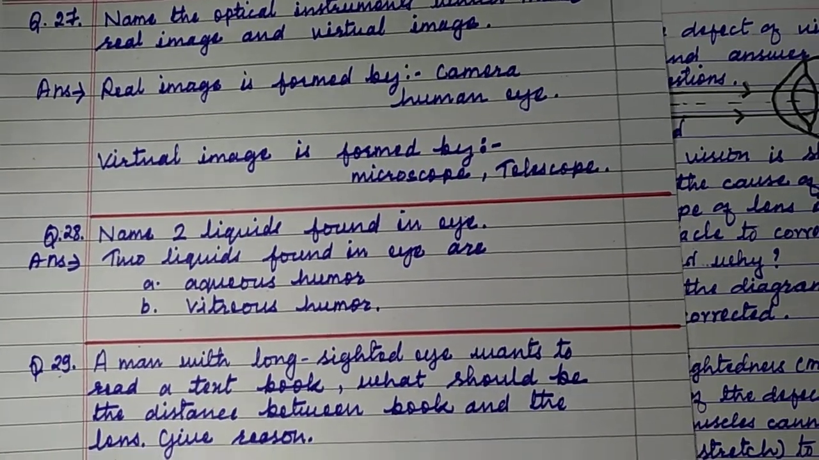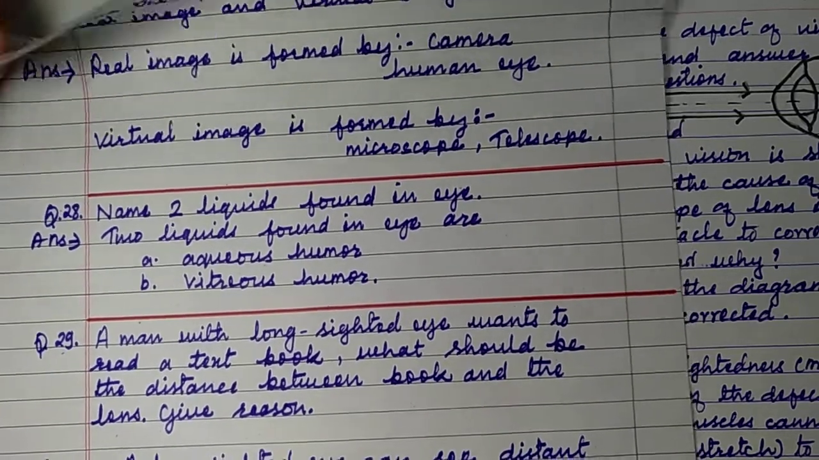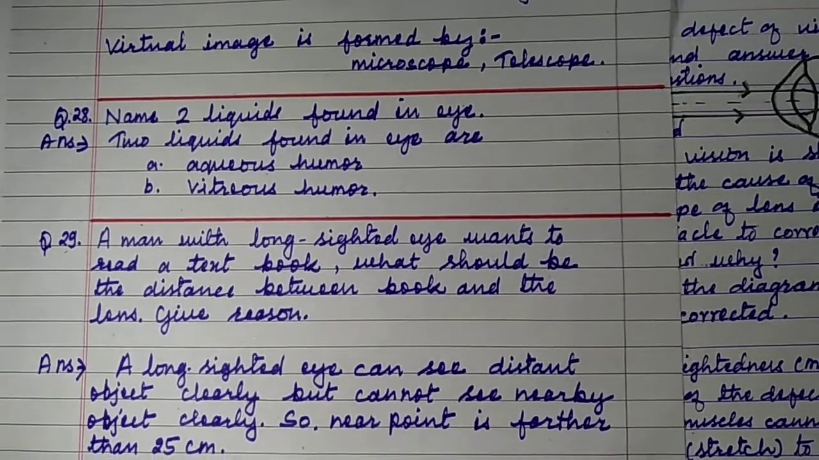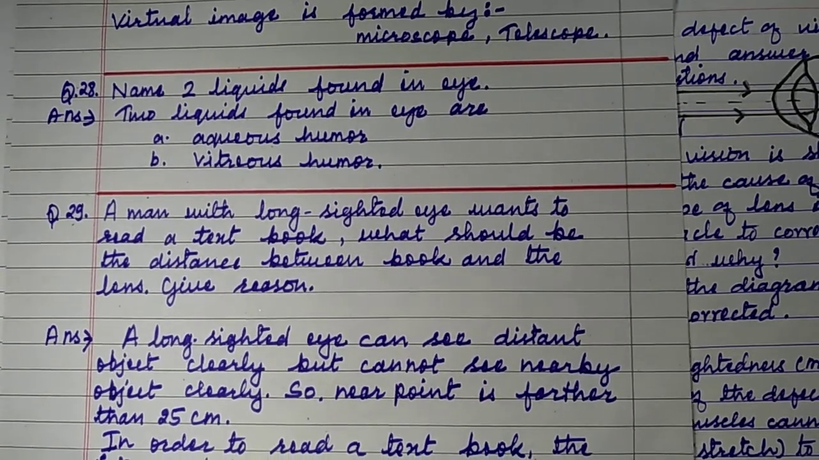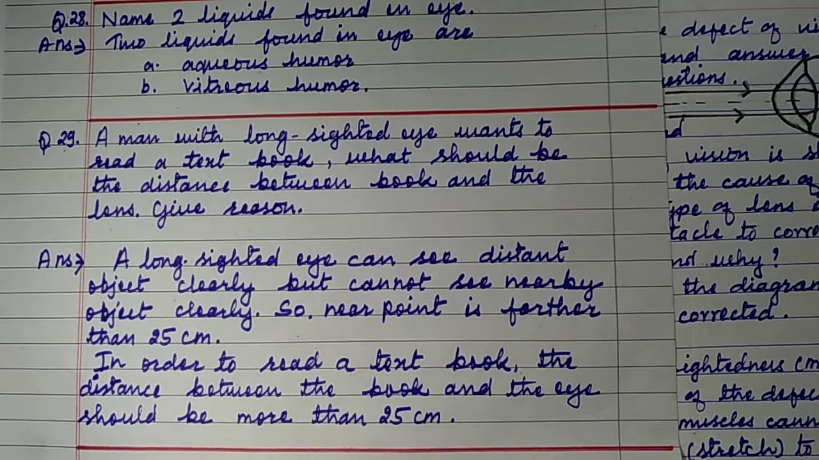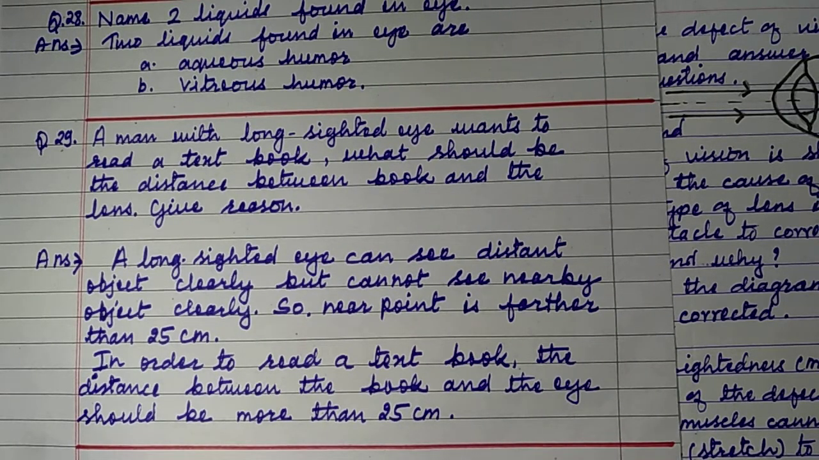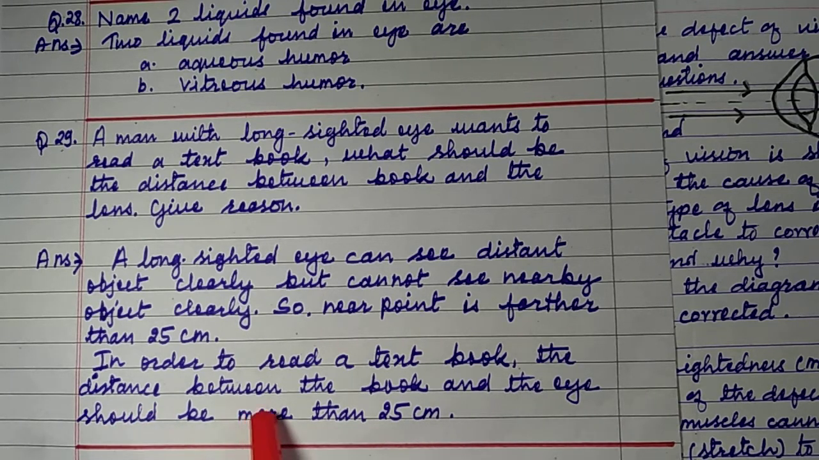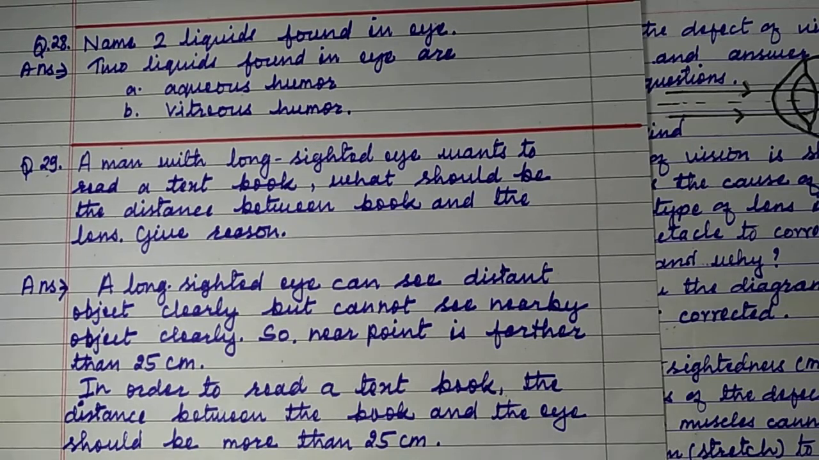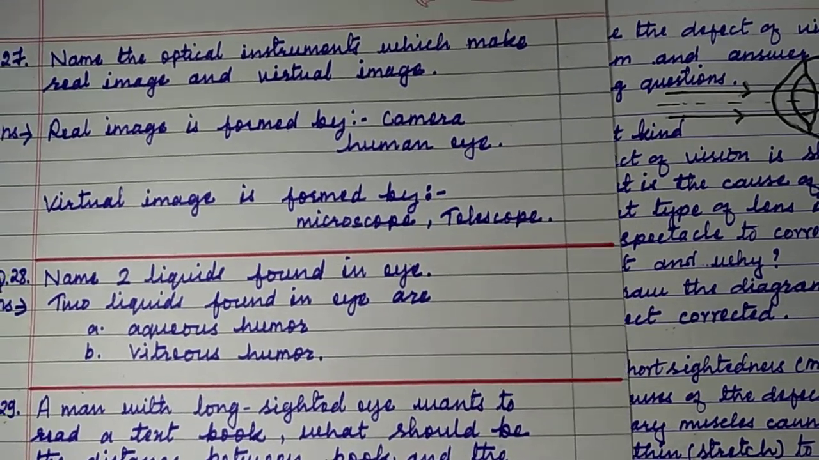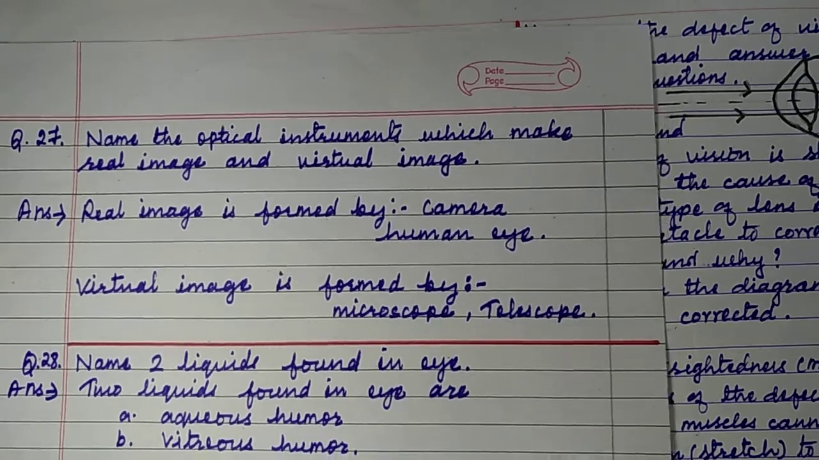A man with a long-sighted eye wants to read a textbook. What should be the distance between the book and the eye? Give reason. A long-sighted eye can see distant objects clearly but cannot see nearby objects clearly. So the near point is farther than 25 centimeter because the near point is defective. In order to read a textbook, the distance between the book and the eye should be more than 25 centimeter for a person with long-sightedness, hypermetropia.